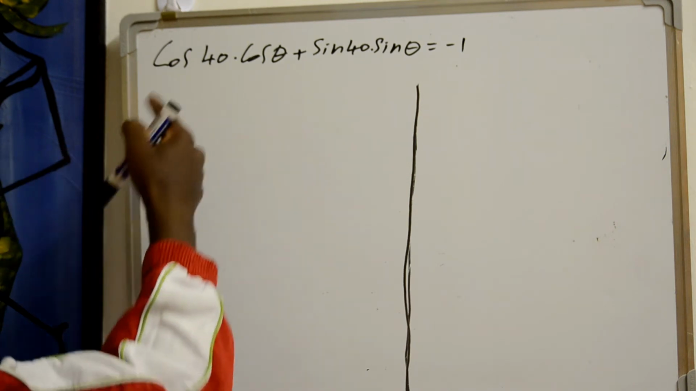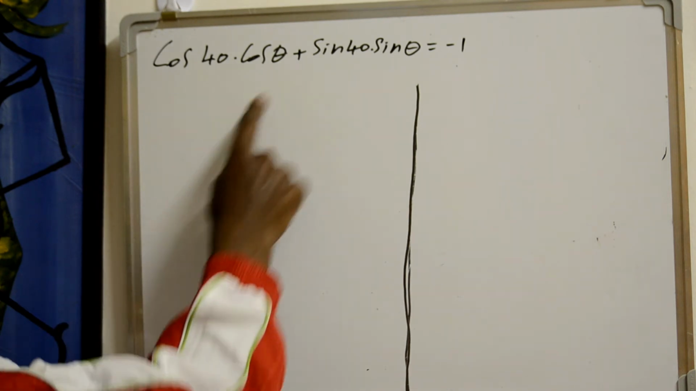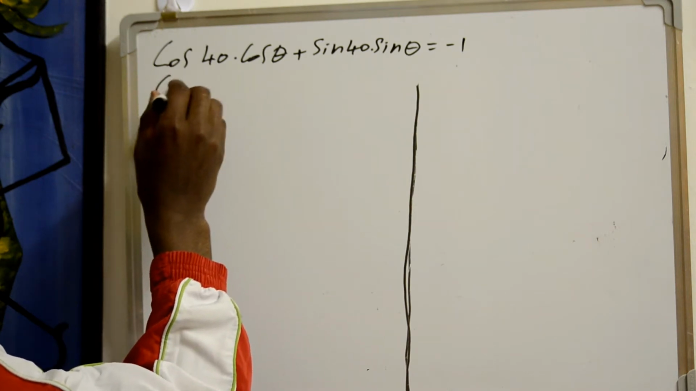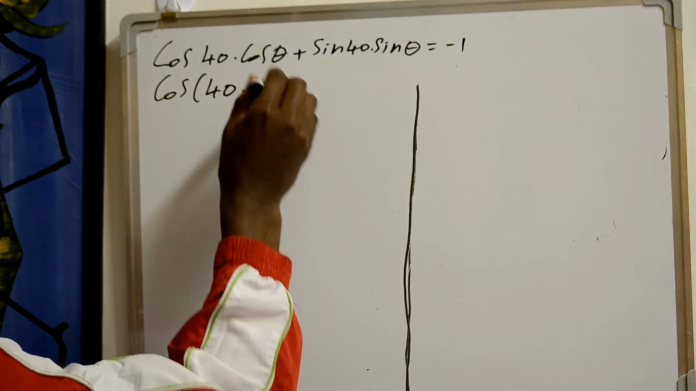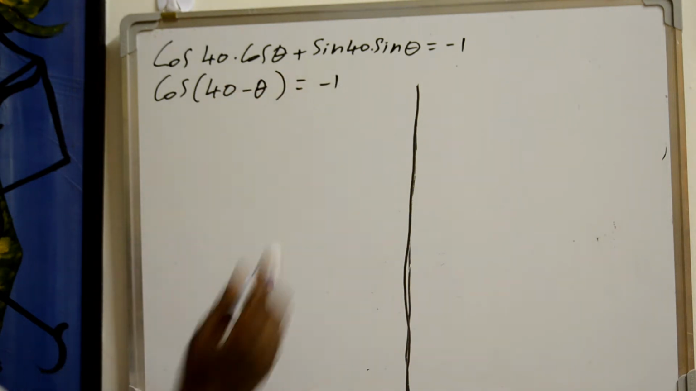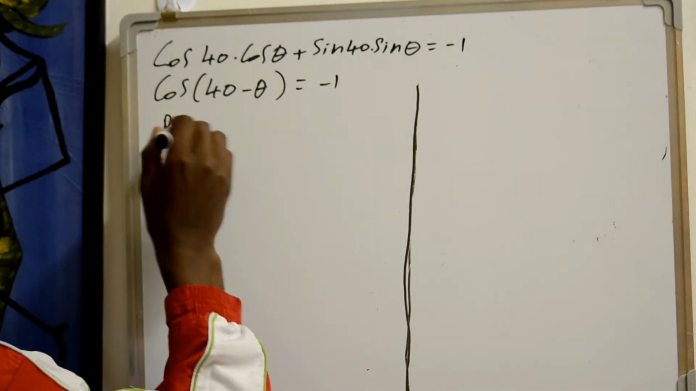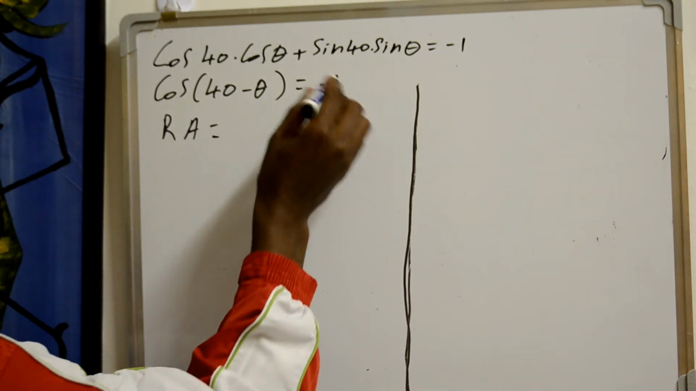Here we must see the ratios are compound angles, the cos and sine. This is the cos law, and the sine cos is the sine law. Because it is plus and minus, it becomes cos of 4θ minus θ equal to minus 1. If you have such a problem, find the reference angle, and then use the sign of cos to point to the quadrant.